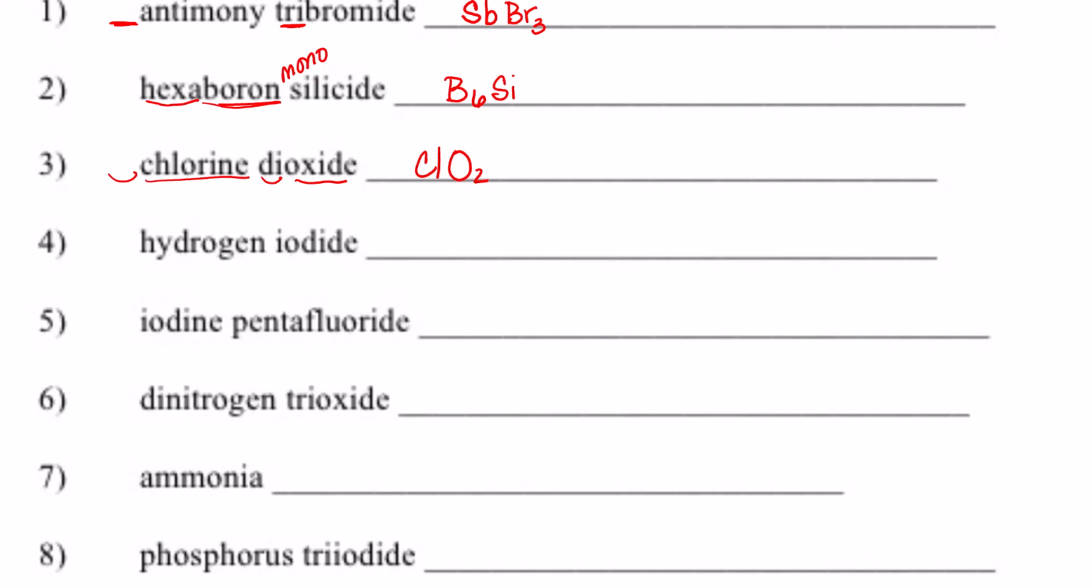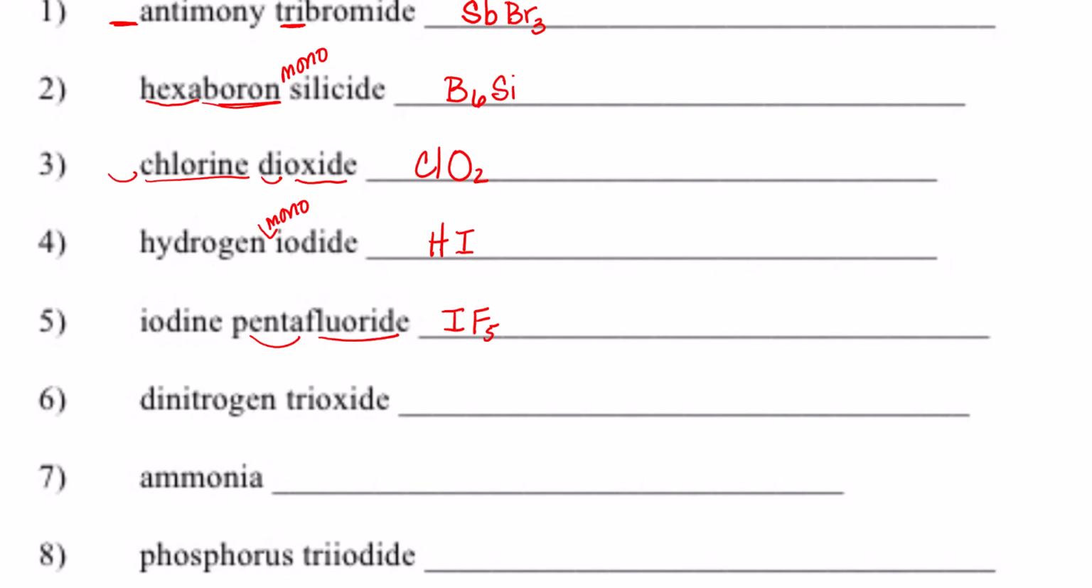Hydrogen iodide. So this should be hydrogen monoiodide, if it was written correctly. Hydrogen is H, no prefix, so it's just 1. Iodide is iodine, which is I, mono, which is 1, so it's HI. Next one, iodine pentafluoride. Iodine is I, no prefix, so it's 1. Fluoride is fluorine, which is F. Penta is 5, so the subscript is 5.